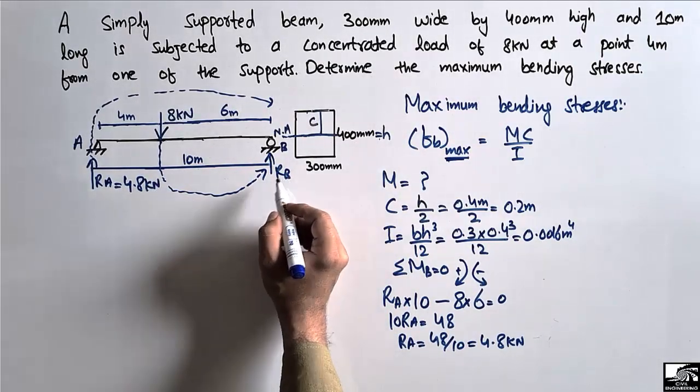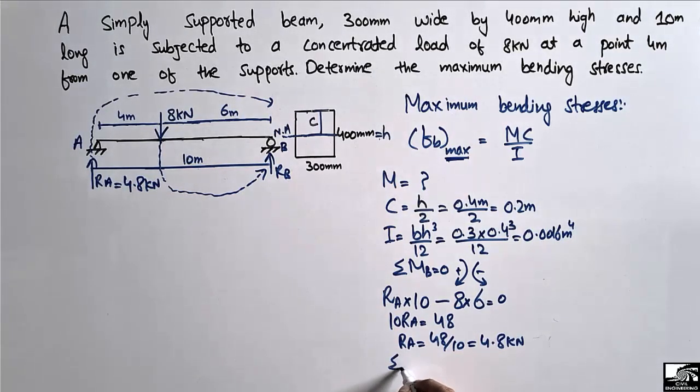Now to find out RB, we can use the equation that the summation of all the vertical forces is equal to 0, and let's suppose the upward force is taken as positive and the downward forces are taken as negative.